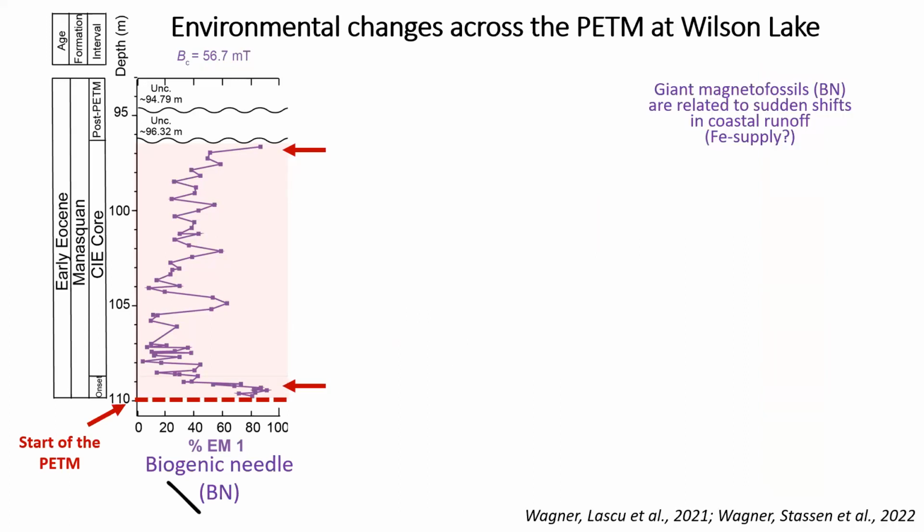And in purple here to start are proportions for N number 1, which again is our biogenic needle component. And where we see peaks in this magnetofossil N number, we interpret there to be a sudden increase in coastal runoff and perhaps iron supply.